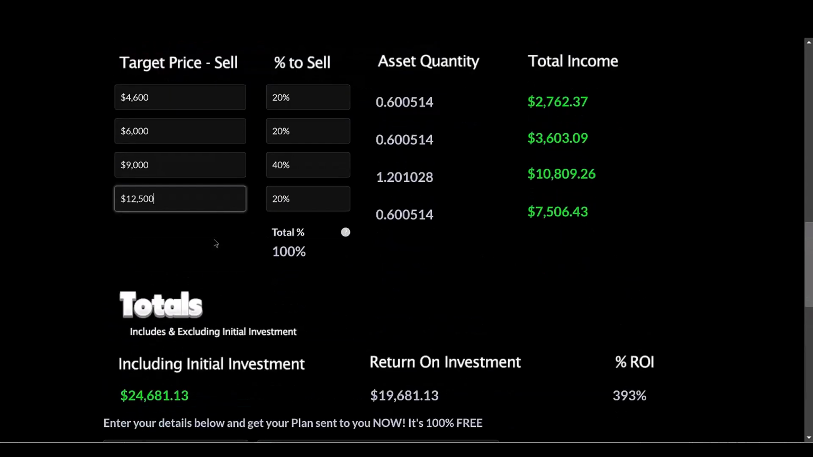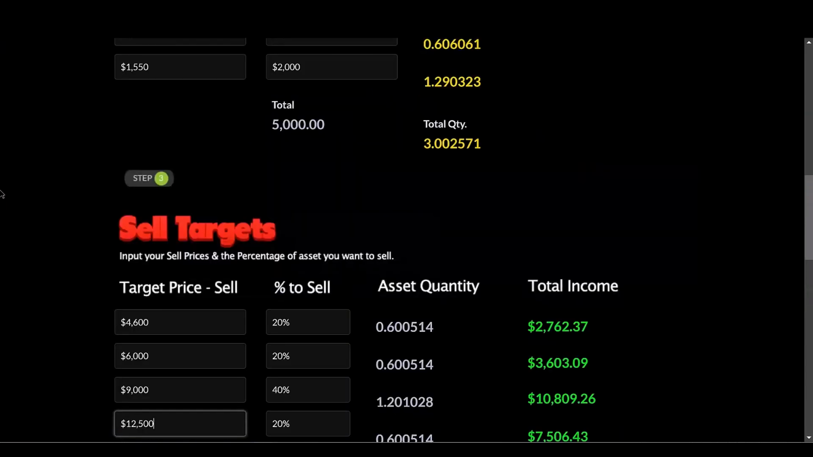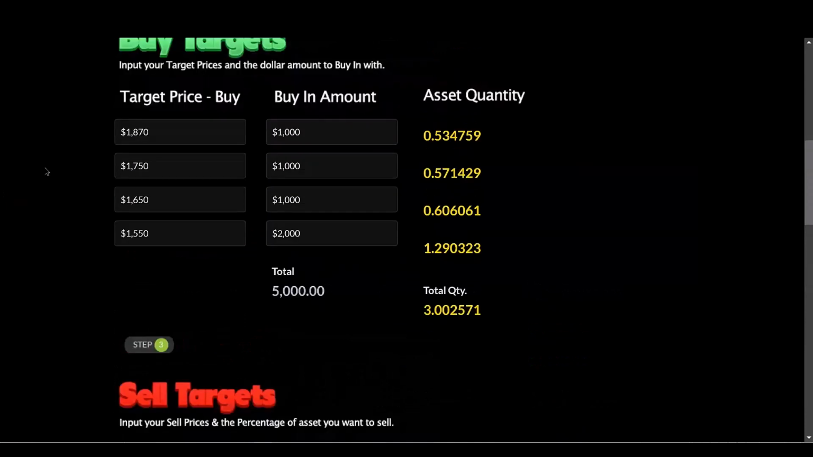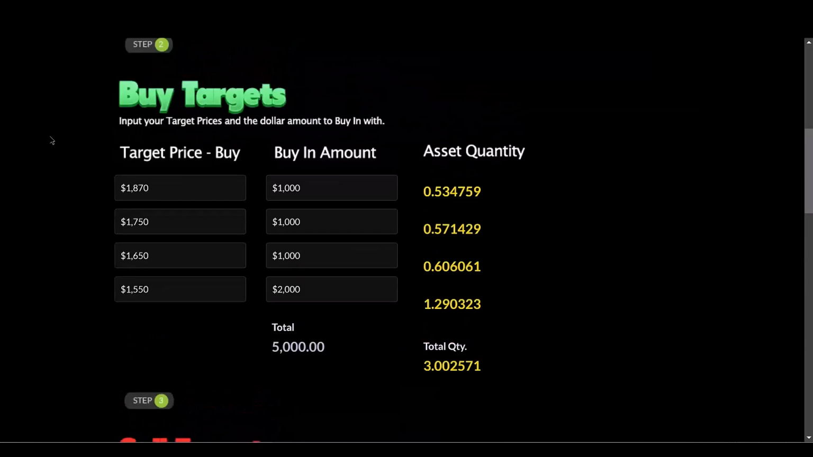Okay, we'll keep our sell targets the same. We won't change that, and we'll keep our percentages the same as well. This time what we'll do is keep our buy-in amounts the same. This time we're going to look at a high reward plan, and this is based on where prices could drop to. I'm not saying they're going to. In fact, I think we've already hit the lows last year, June of 2022.